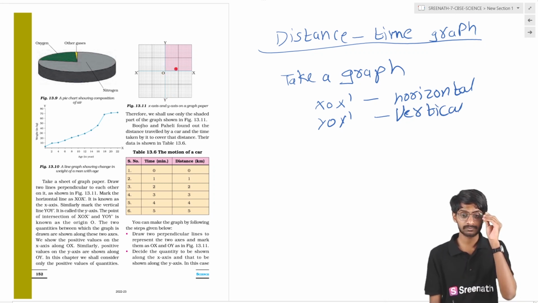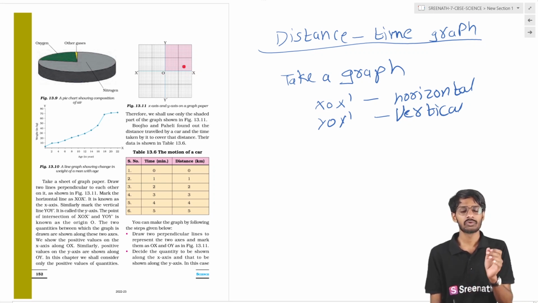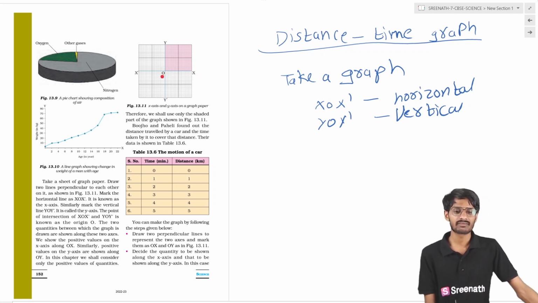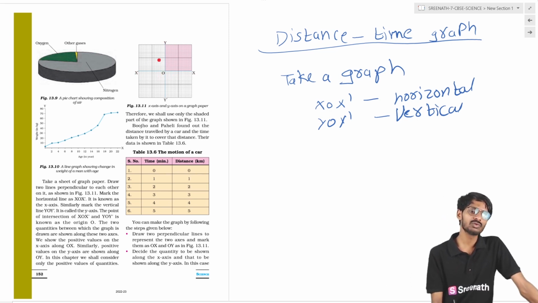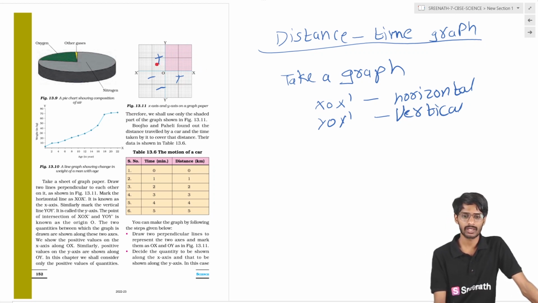From O towards X, we have to mark the positive values, and from O to X' we have to mark the negative values. From O to Y we write the positive values, and from O to Y' we write the negative values. You have to use this shaded part of the graph only, students, because the x values are positive and y values are positive here.